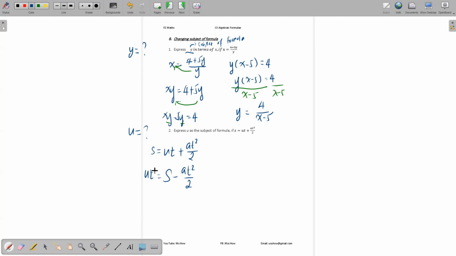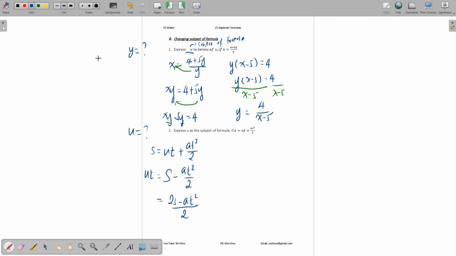Okay, right, so now how about the next steps here? Okay, so the next steps, you see here you got t, right? So we actually need to times 1 over t, or divide by t, we call it. But I know some of you might be confused, so let me combine this as a single fraction, which will be easier for you. Okay, so we have 2s minus at squared over 2.